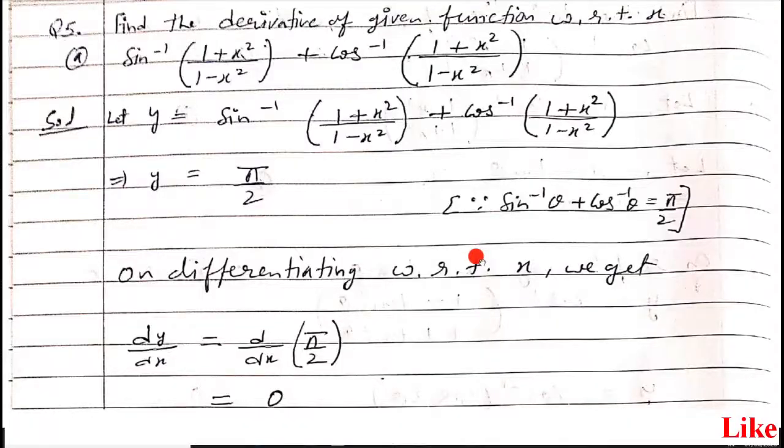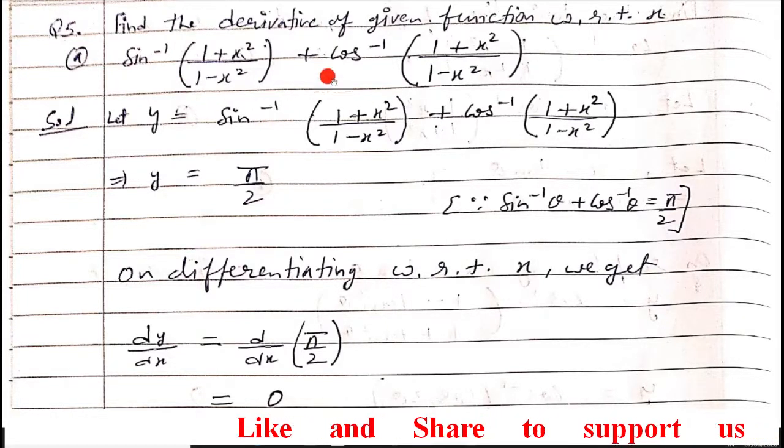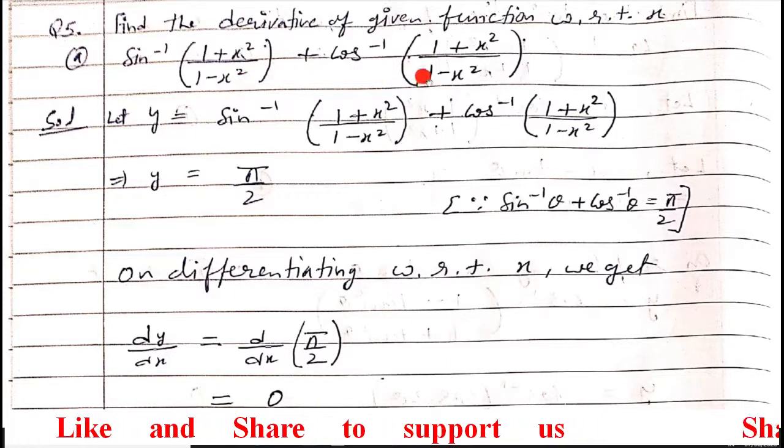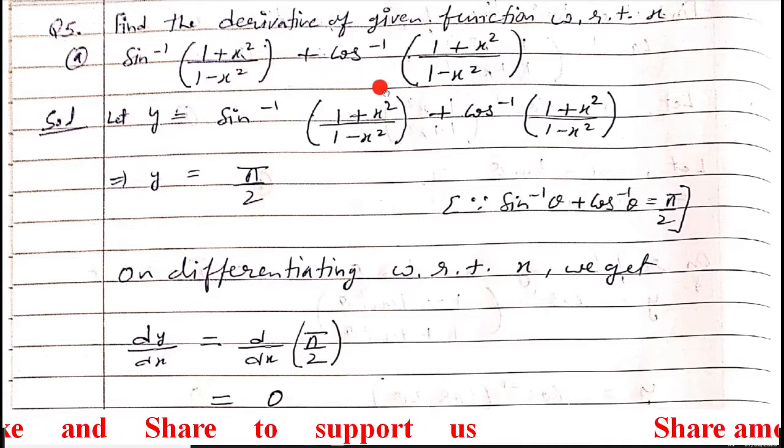Hello everyone, I am going to explain question number 5, question number 6 and question number 7 of exercise 2.1 of class 12. So we will start from question number 5a. We have to differentiate it with respect to x. So whatever function is available, we will assume this complete function as y.